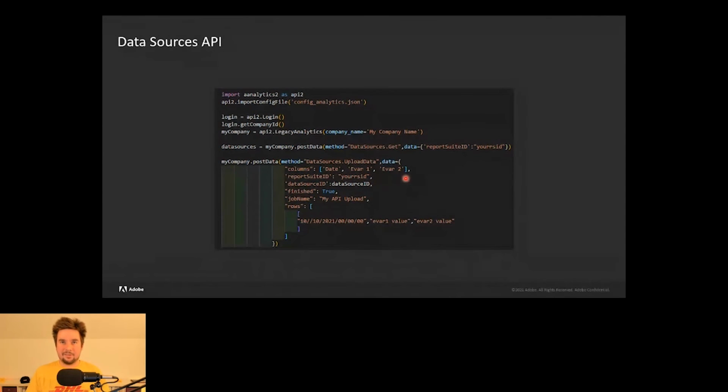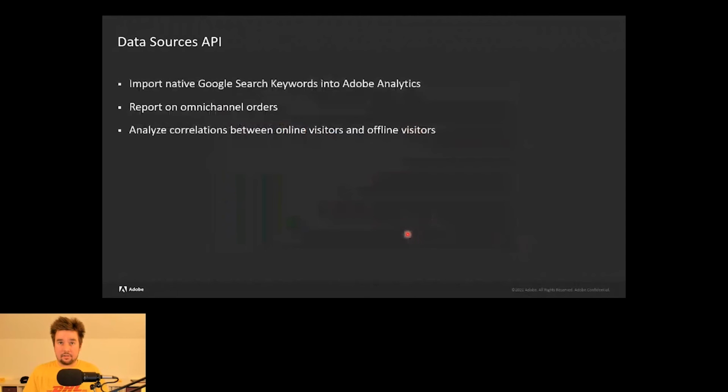And one thing that data sources always needs is the date, because we can only apparently upload time series data. And once we put it in a format like this, we can just go ahead and again create the import for that. So using the Data Sources API, we are very, very flexible in terms of what we want to import. One of the blog posts I've created in the past is how to get native Google search keywords into Adobe Analytics using a Google Search Console connector, which is quite nice. But it can also be used, as I just said, to report on omnichannel orders or analyze correlations between online and offline visitors.